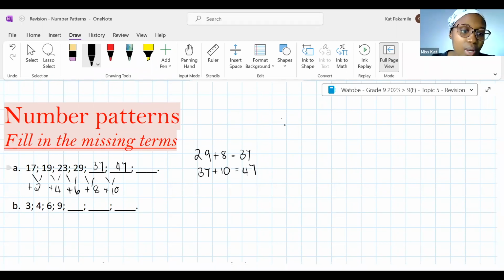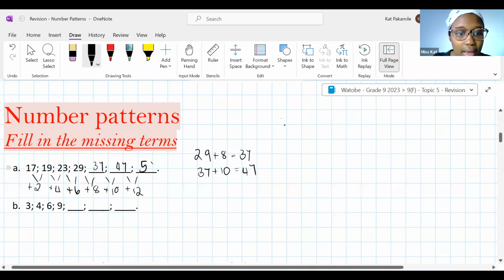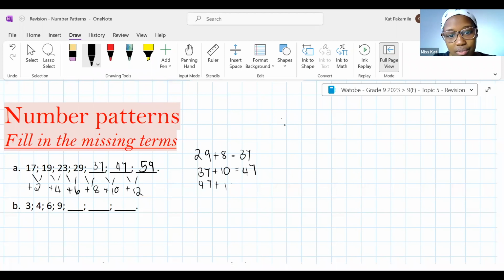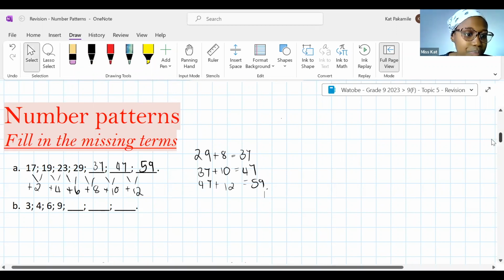Then the last one, we're going to be adding 12, and that makes our last term 59. Beautiful. 47 plus 12 is 59. I think we're off to a good start. There's a lot of work on this one note, so let's get going.